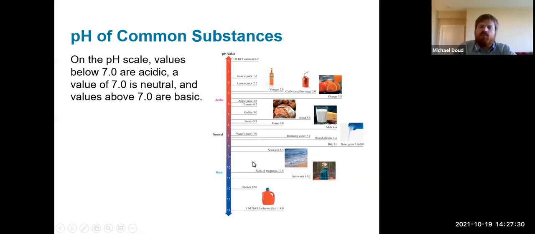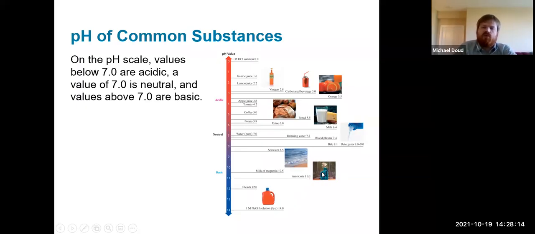Now, as we go down to the basic stuff, we mentioned drinking water already. Blood plasma as well is basic because it contains a lot of hydrogen carbonate. We're going to talk about that when we talk about buffer systems at the end of the chapter. Bile fluid is 8.1, and that matches up with laundry detergents pretty well. Seawater as well is basic and has a pH of about 8.5. Milk of magnesia, which is a common antacid, has a pH of about 10.5. Usually you would drink milk of magnesia to counteract acidic problems with your stomach.